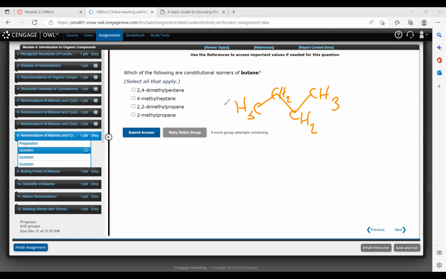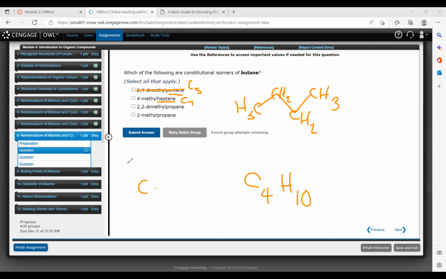So we need to come up with a compound that gives us C4H10. We want to see if any of these are going to work that same way. First of all, if you were to look at 2,4-dimethylpentane, just automatically looking at this, pentane you know is C5. So that's not going to work. But maybe this 4-methylheptane would work. But wait, heptane, C7, not going to work. But let's try this 2,2-dimethylpropane. Maybe this would work.